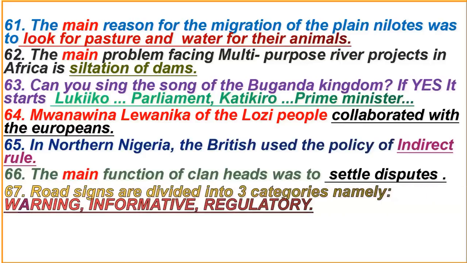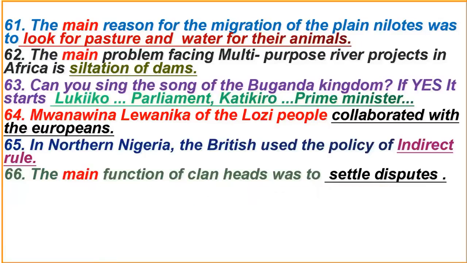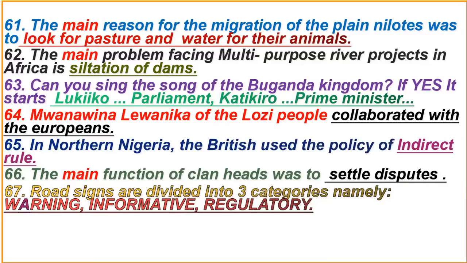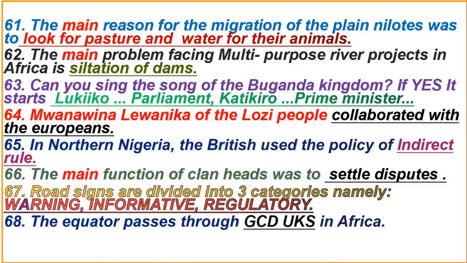Number 67. Road signs are divided into 3 categories. That is warning, informative, and regulatory. Warning signs warn against danger, informative signs give information, and regulatory signs regulate the movement or the use of the road.